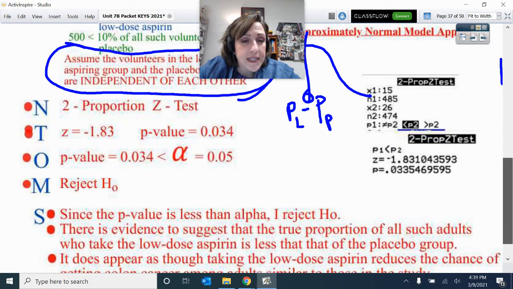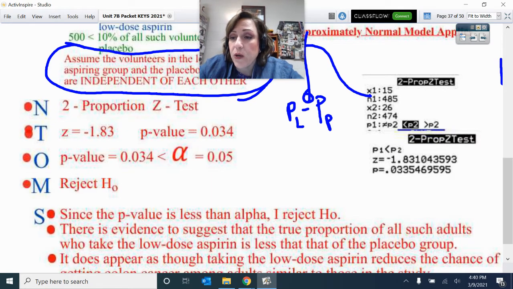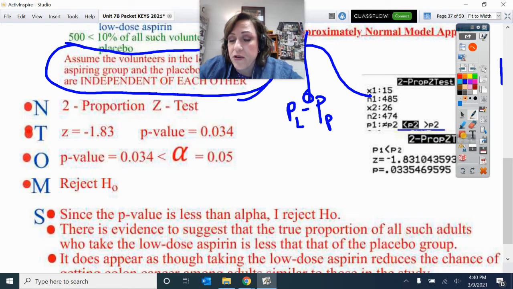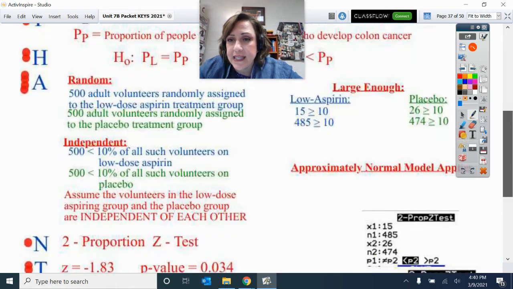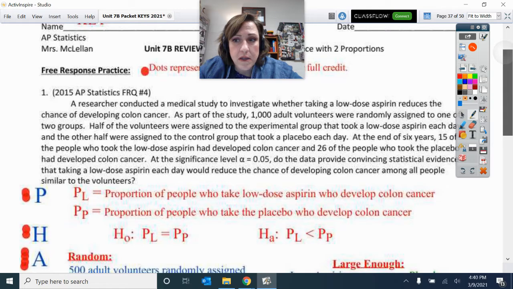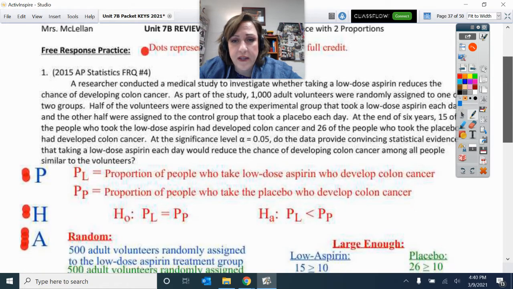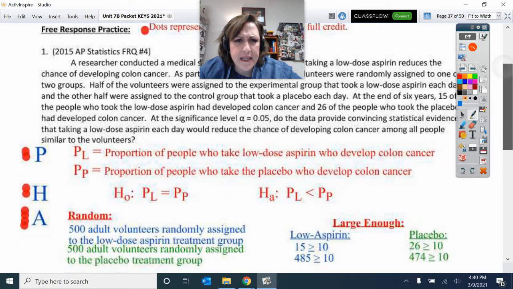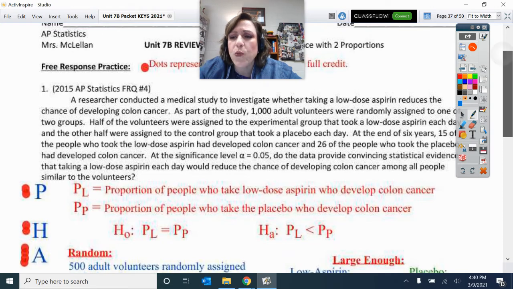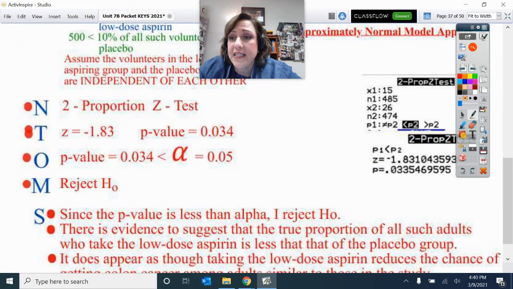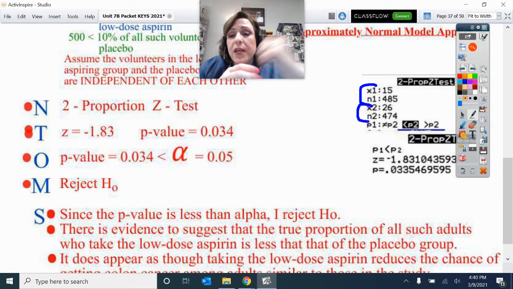All right, so next is the two proportion Z test. Here is what I put into my calculator. It said that we had 15 of the 26, and then we have the other one, 26 of the other people. They did tell us specifically those numbers there. And so that was the less than. So we got a p-value of 0.034.